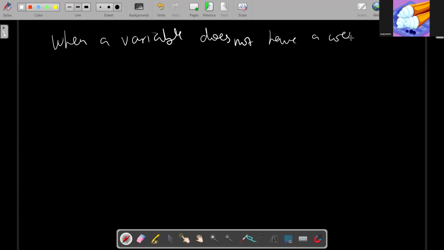When a variable does not have a coefficient, it is understood to be one.